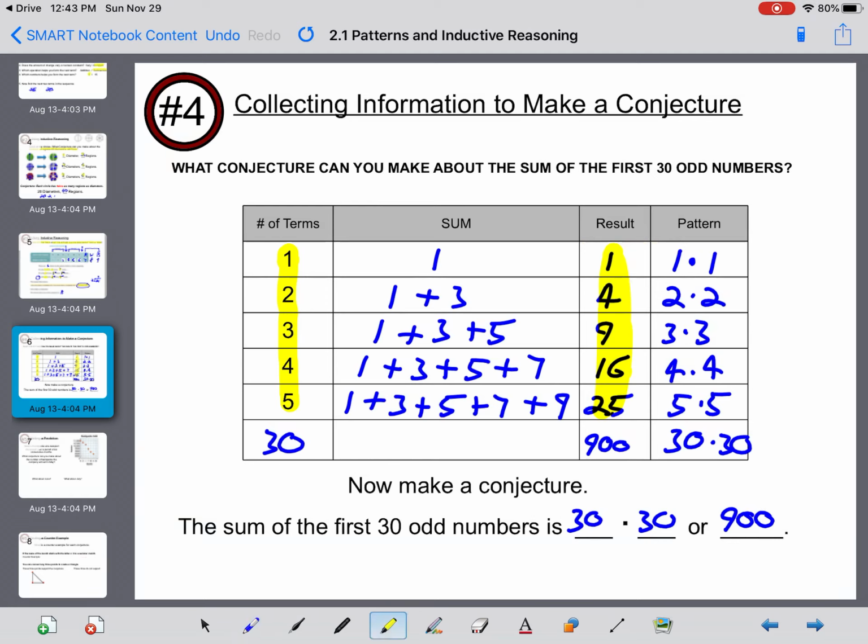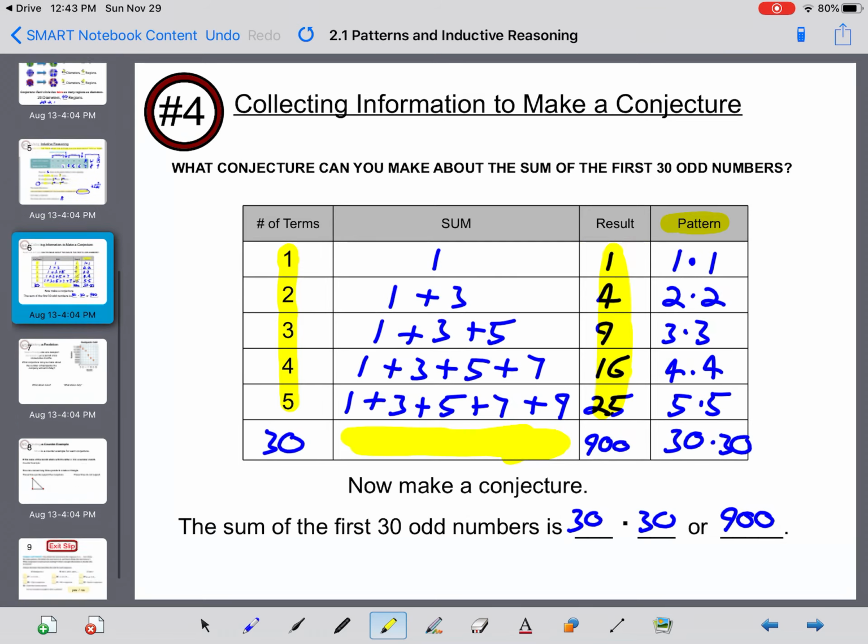Now, we would never want to write all of the odd numbers, the first 30 odd numbers added together, and add them all up. It would take a very long time. Finding a pattern, right, will only increase the production and the quickness that we can get to completing this question.